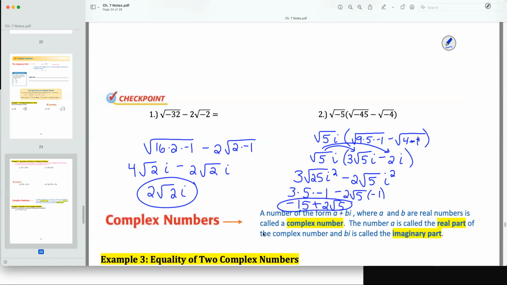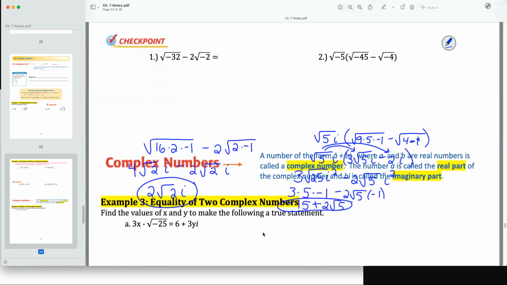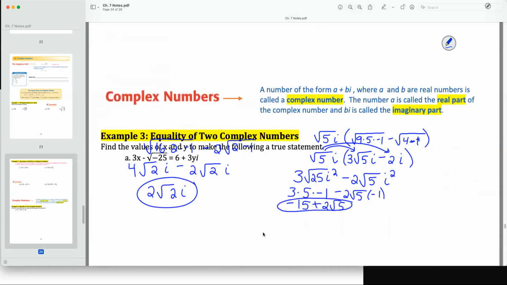Okay. So now moving on to complex numbers. A complex number is a number of the form a plus bi, where a and b are both real numbers.